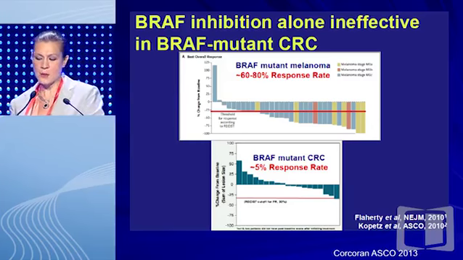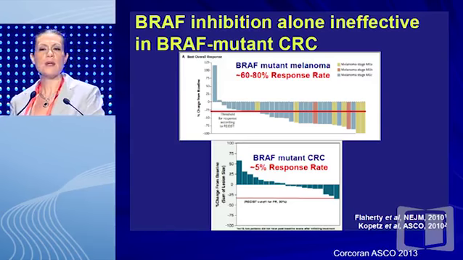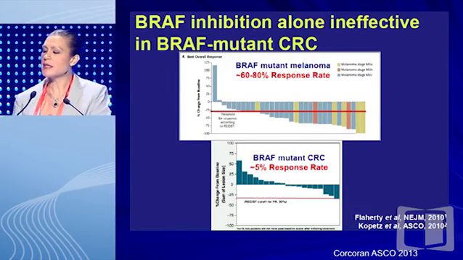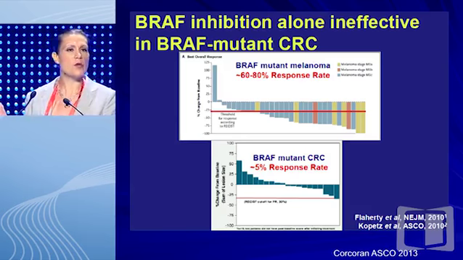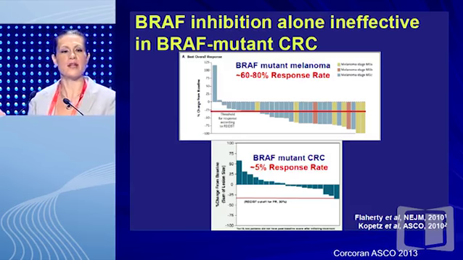So this was data presented by Ryan Corcoran at ASCO this last year, looking at BRAF inhibitors for BRAF mutated colorectal cancer. So you can see from the top graph for mutant melanoma patients, you get this wonderful response to BRAF inhibitors. But when you look at the colorectal cancer BRAF mutated patients, not so much. They don't tend to do as well with BRAF inhibitors. So what makes colorectal cancer patients different from melanoma patients?